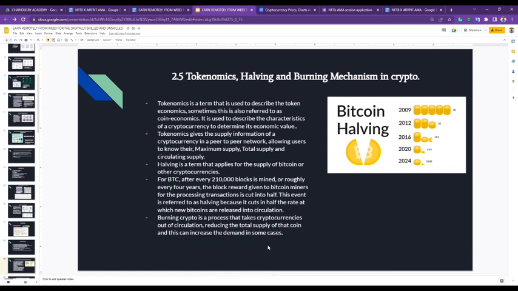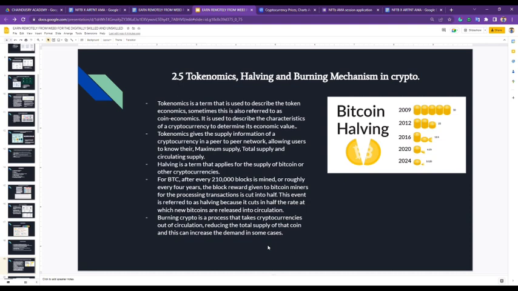Remember, we just talked about coins and tokens. Tokenomics is used to describe the characteristics of a cryptocurrency to determine its economic value. It gives the supply information of a cryptocurrency in a peer-to-peer network, allowing users to know their maximum supply, their total supply, and their circulating supply.